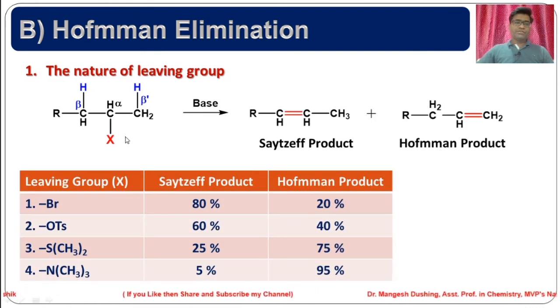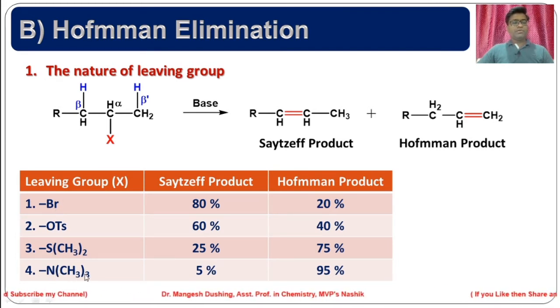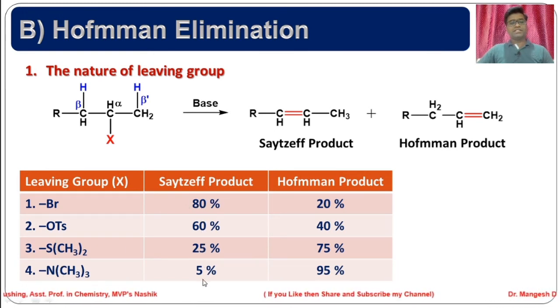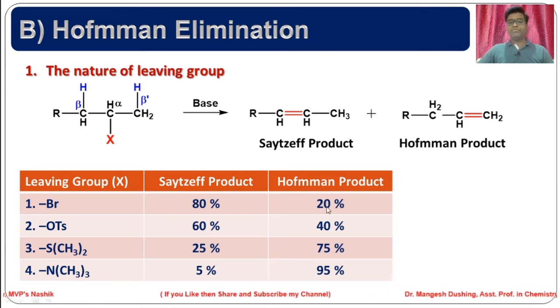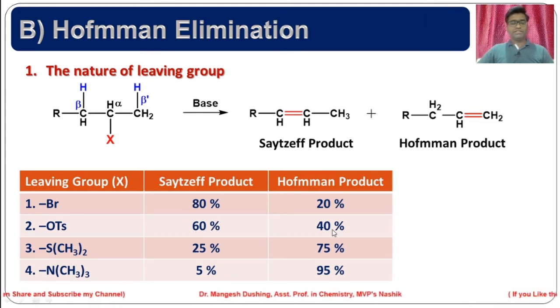Suppose this reaction is carried out keeping all the factors constant, with only a change in the leaving group. Suppose the leaving group is Br, OTs, sulfide, ammonium, trimethyl ammonium. So what will happen? As the size of the leaving group increases, the percentage of Zaitsev product decreases. If Br is there, 80% will be the Zaitsev product, while only 20% is the Hofmann product. But as we increase the size of the leaving group, now this is tosylate, then 60% will be the Zaitsev product and the Hofmann product will be 40%.